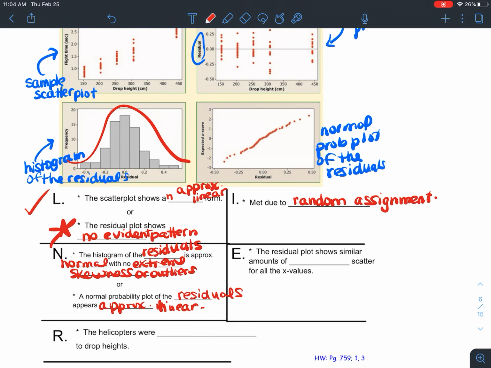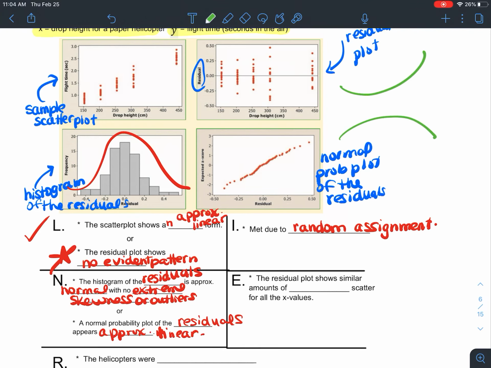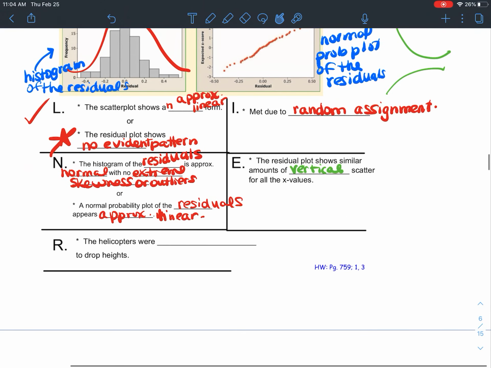E. This is that equal variance piece. You want to go back and look at your residual plot, and you're checking for whether it's fanning out. It might feel like it's getting a little bit bigger here and there, but then it comes back down again. So there's no evident major fanning that way or fanning this way. So I'm going to say the residual plot shows similar amounts of vertical scatter for all values of x, small and large values of x. And then finally, the helicopters were randomly assigned to their drop heights. So that meets the random condition.